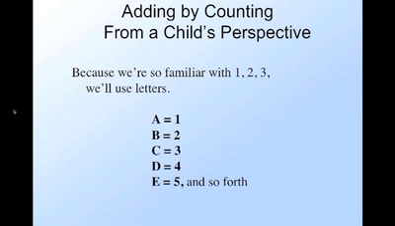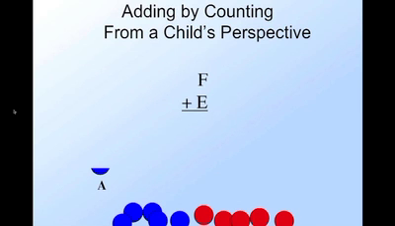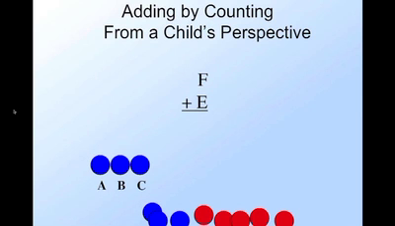All right, I want to take a couple minutes and talk about some of the foundational things that are very important with the RightStart program that make us different. You guys all know how to add. And since you do, we're going to look at adding from a child's perspective instead of from a grown-up's. Using the numbers 1, 2, 3, we're going to change it up a little bit and say A is 1, B is 2, C is 3, and we're going to add as if we were a child using the alphabet. What's F plus E?